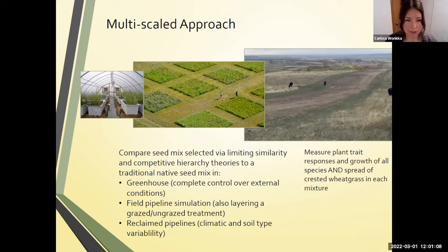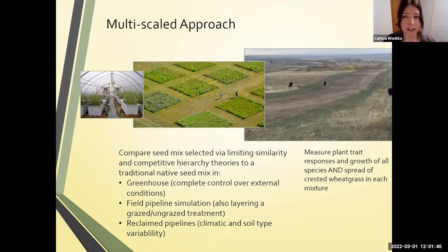And so we're starting now the greenhouse trial where we have complete control over external conditions. And so this is a well-watered environment where we're measuring the plant trait responses and the growth of all of our species that were selected under our two different theories and the spread of crested wheatgrass in each mixture. And then we're moving that into the field where we're going to simulate pipeline disturbance by removing topsoil, putting it back, and then planting these species in different small plots. And that way we can replicate and we have similar environmental controls.